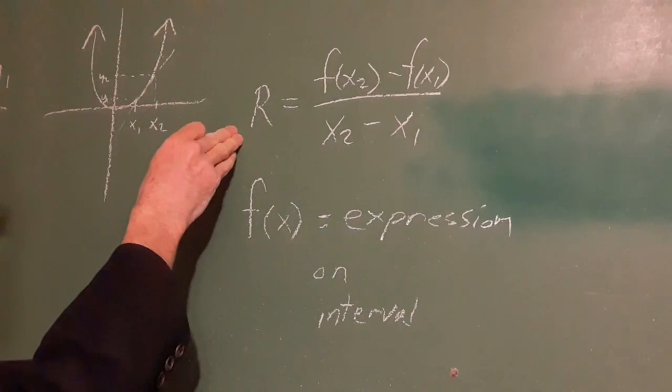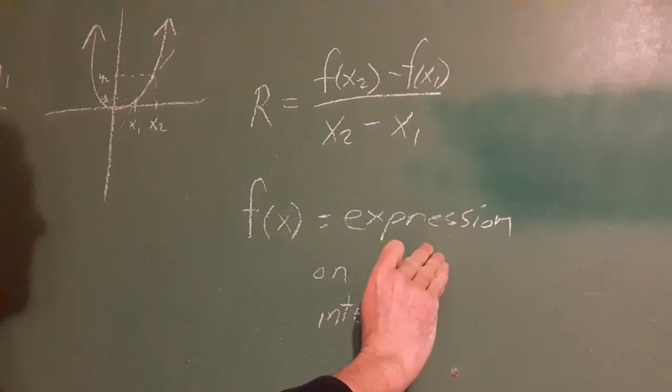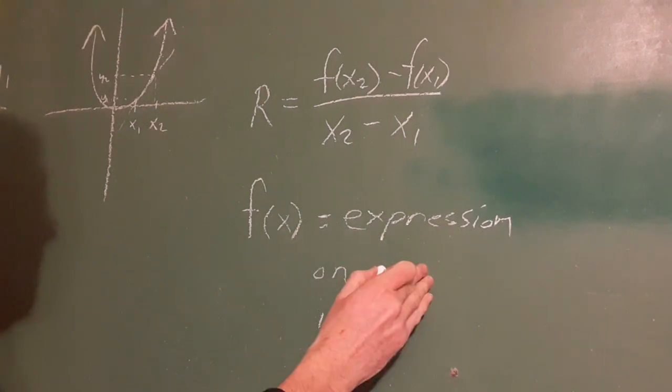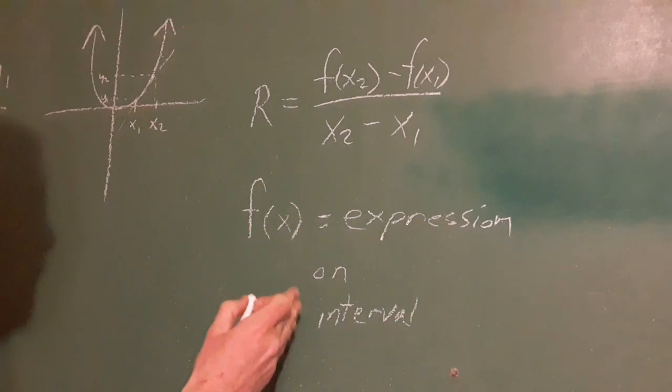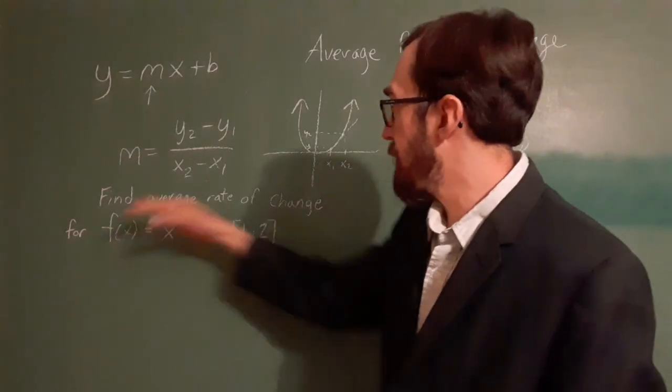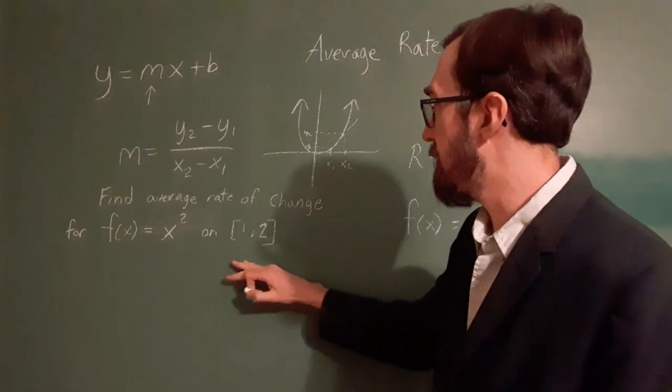To use this formula properly, because it's an average, we have to be given some function and some interval. We have to have these two pieces of information. An example, directions: find the average rate of change for this function on this interval.